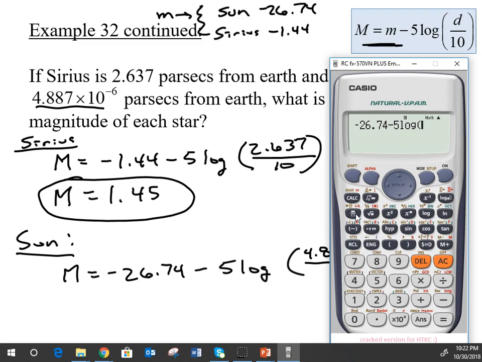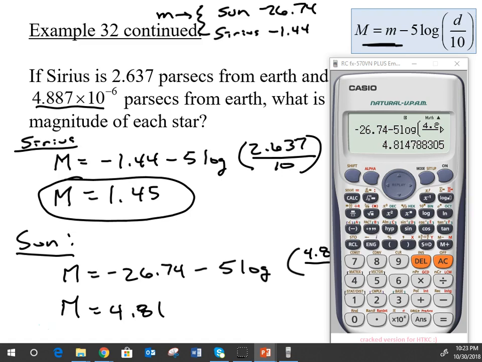and I think I'll use a fraction just to make sure I don't mess anything up. So 4.887 times 10 to the power of negative 6. I have to be real careful getting it in here, but it's very doable. And then we're going to put in the 10 on the bottom. And then we're going to arrow over and get our parentheses and hit equals. So the absolute magnitude of our sun is approximately 4.81.